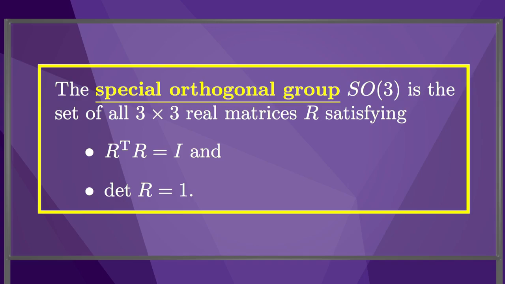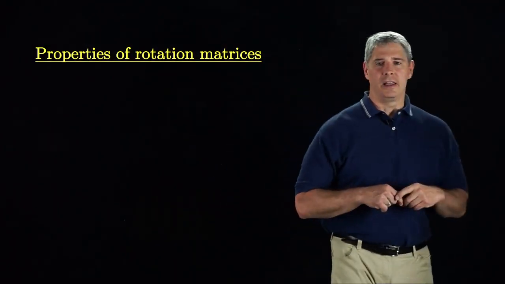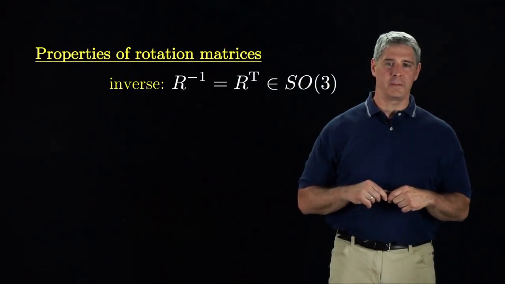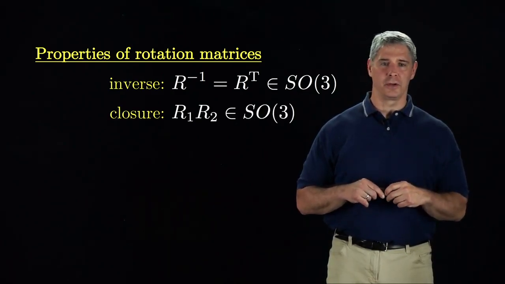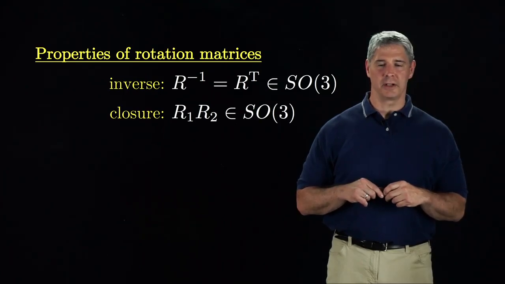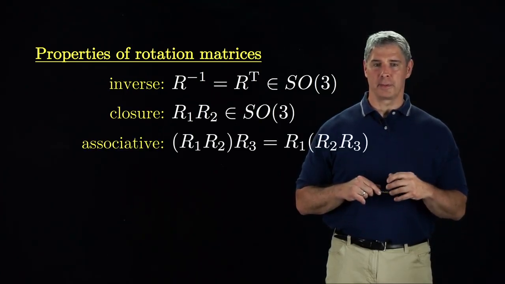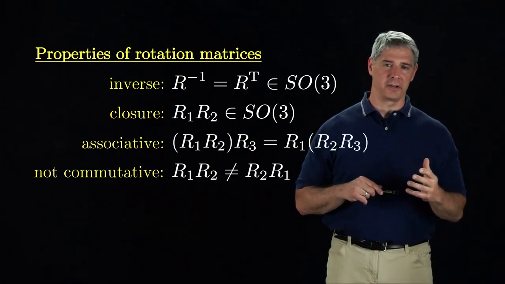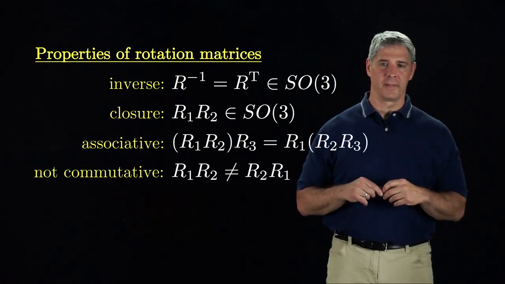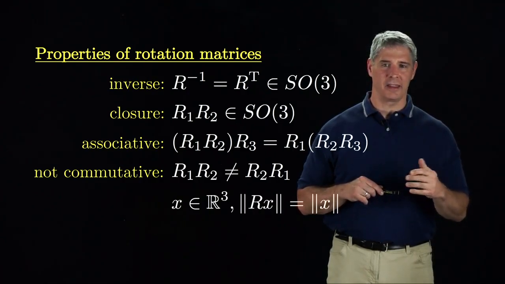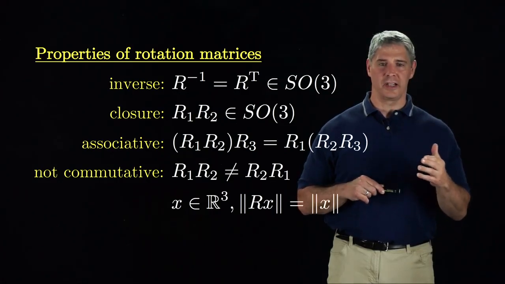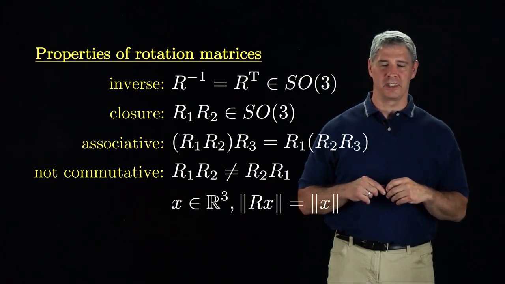Rotation matrices satisfy the following properties. The inverse of R is equal to its transpose, which is also a rotation matrix. The matrix product of 2 rotation matrices is also a rotation matrix. Matrix multiplication is associative, but in general it is not commutative. Finally, for any 3-vector x, R times x has the same length as x. As we'll see later, this means that rotating a vector does not change its length.